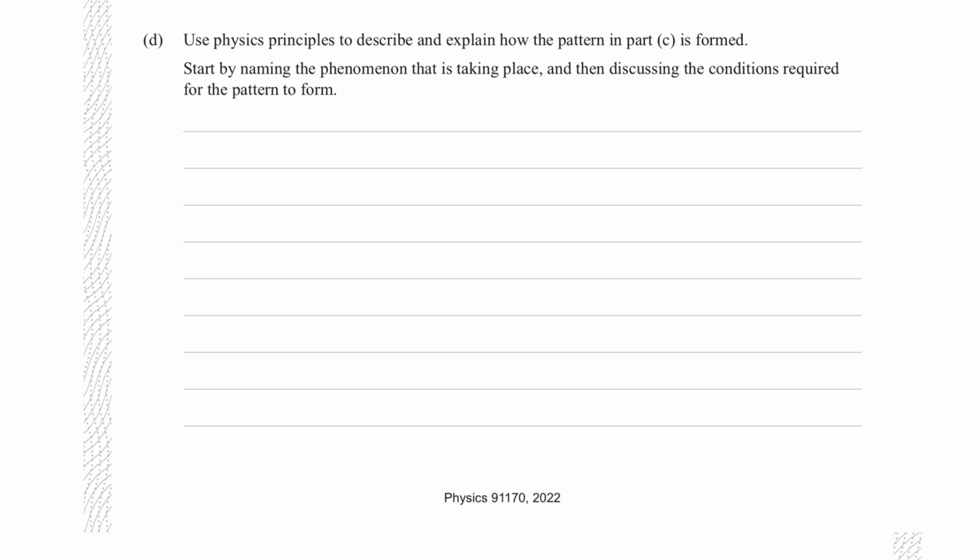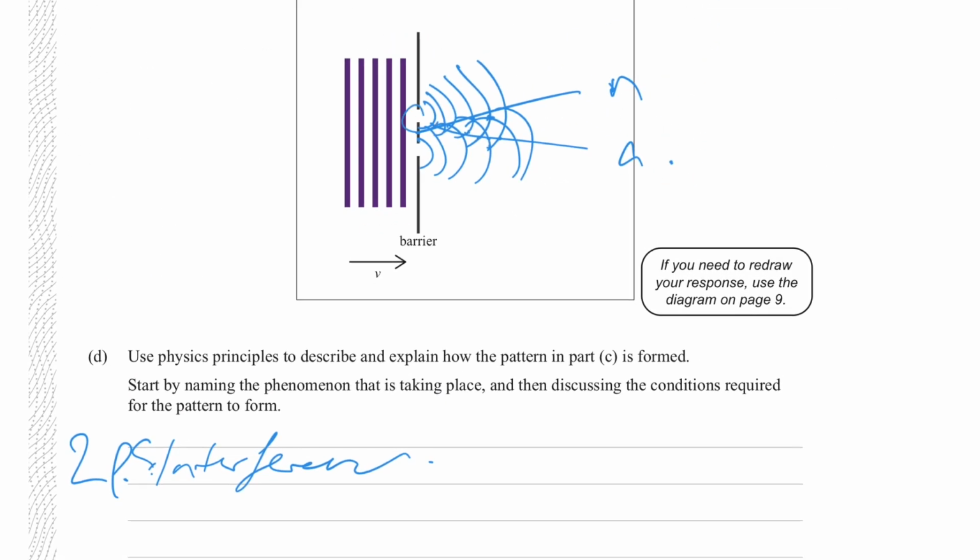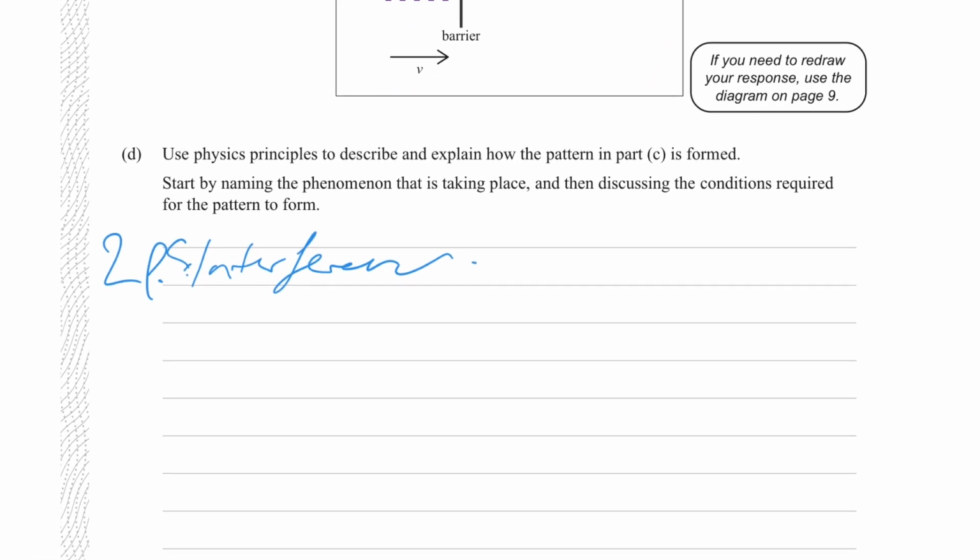D, use physics principles to describe and explain how the pattern in part C is formed. Start by naming the phenomenon that's taking place. So interference, maybe even 2-point source interference, because you've got 2 sources that are both considered to be at a point there. And conditions required for the pattern.